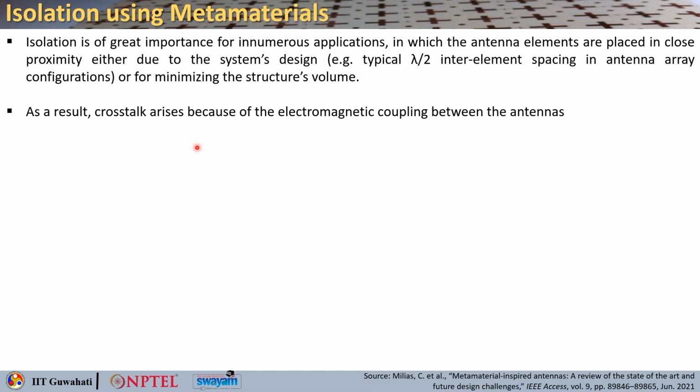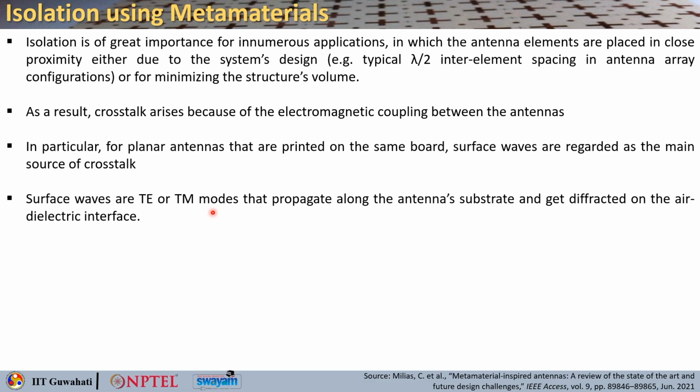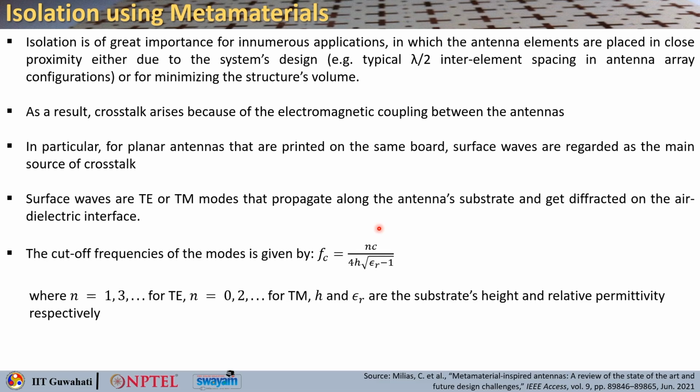So as a result, crosstalk may rise, okay, due to the basic electromagnetic coupling between the antennas, and in particular for planar antennas that are basically printed on the same board, surface waves are regarded as the main source of crosstalk. Now these surface waves are basically TE or TM modes that can propagate along the antenna substrate and get diffracted at the air dielectric interface.